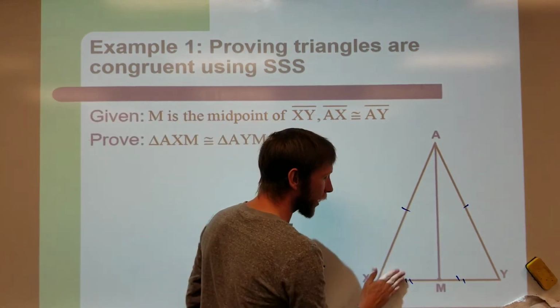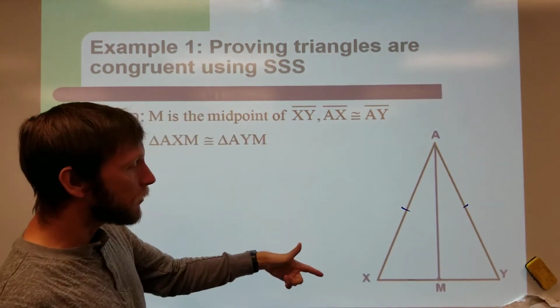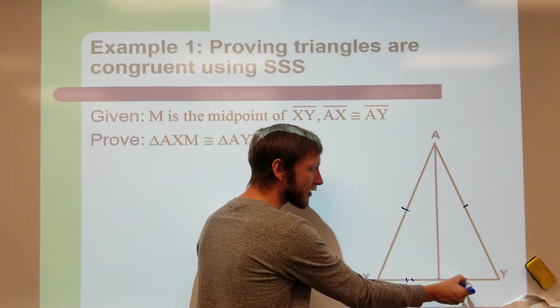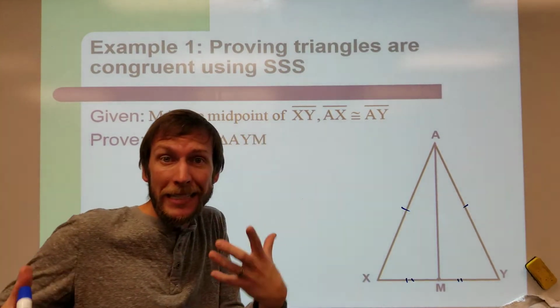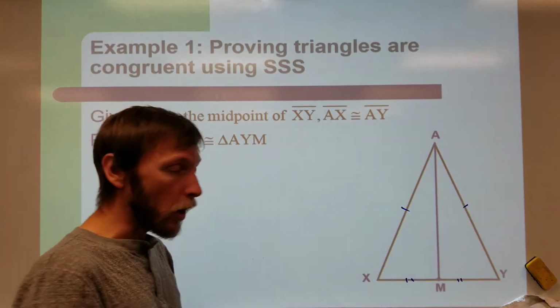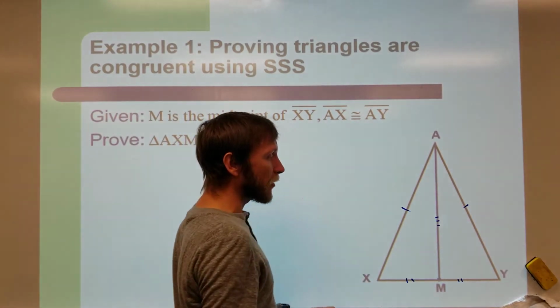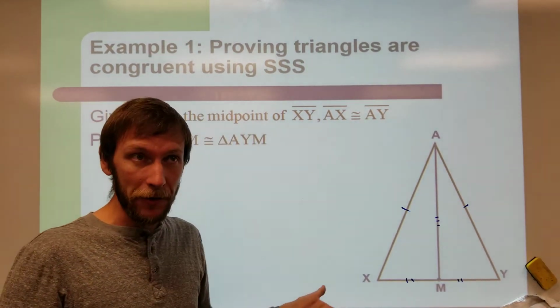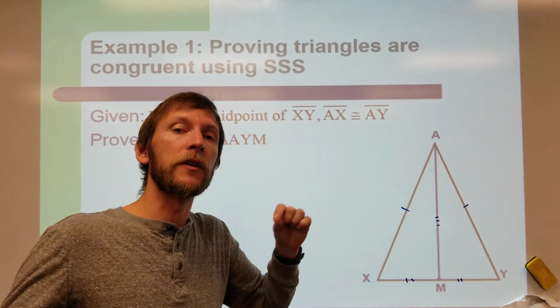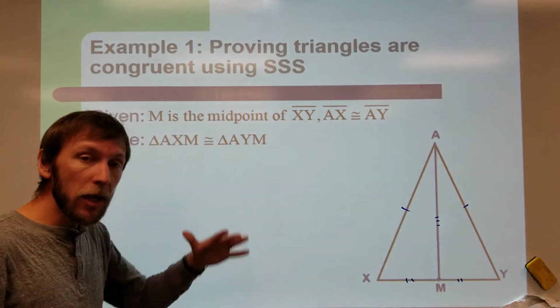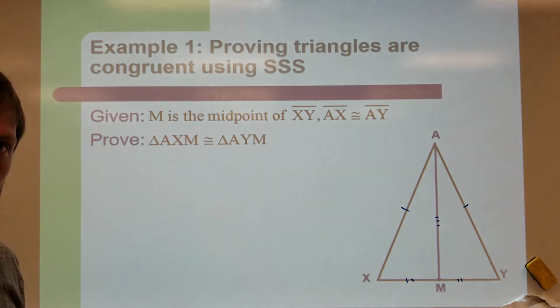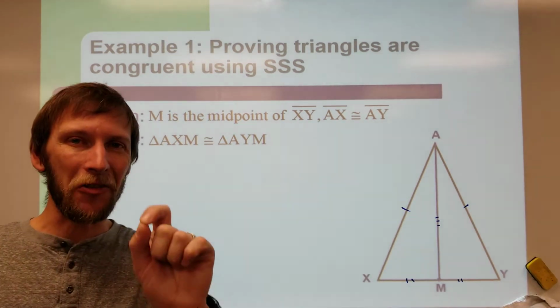Well, hopefully you recognize that if M is the midpoint, then it cuts this segment into 2 congruent parts by the definition of midpoint. Likewise, if you know that this segment is itself, then you know that it's congruent to itself because of the reflexive property of congruence. So we're going to make each of those statements here in this proof. If you want to pause the video and try to do it yourself, go for it.